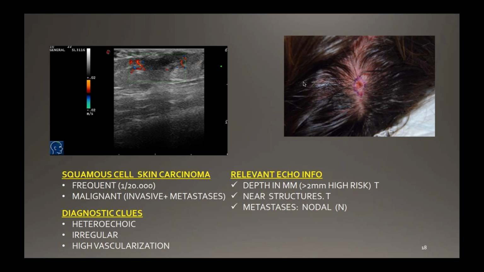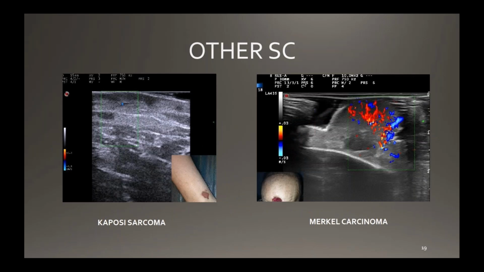The diagnostic look for this kind of tumor tends to be heteroechoic, with irregular margins, as you see, and it reflects this invasive behavior. It also has high vascularization, more than basal cell carcinoma and less than melanoma. There are other kinds of tumors that you can also assess with ultrasound. That would be Kaposi sarcoma, and Merkel cell carcinoma, that can also be assessed. And it's good when you are trying to make a surgical planning in these kinds of tumors.